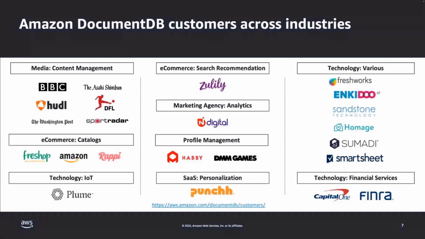The last slide that I'll cover is just a brief snapshot into Amazon DocumentDB customers across the industries. So Amazon DocumentDB is being used today by a wide variety of customers, from longstanding global enterprises like Capital One, to digital natives like Rappi and Zulily, to game publishers like Habi.